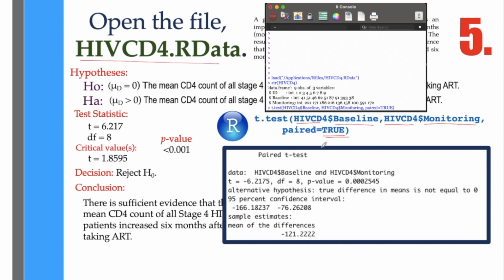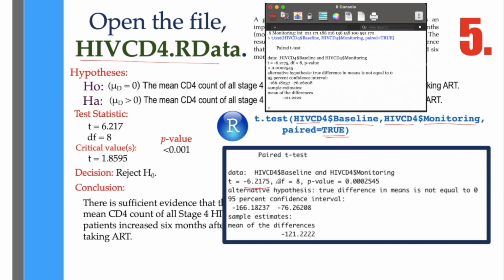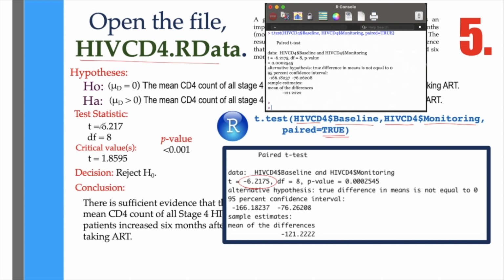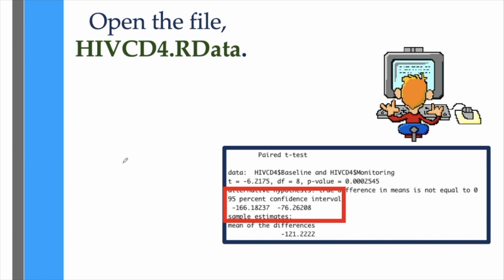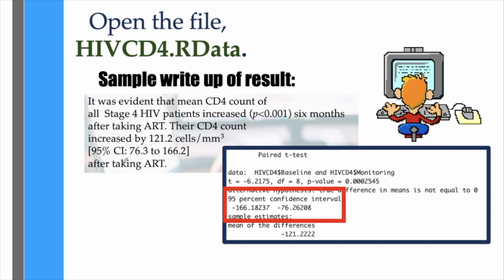And the result will be this one, in which the t-statistic is 6.2175, which is the same as this. Again, do not be bothered with the sign if that's positive or negative. Then df equals 8, and the p-value, which is less than 0.001. So this indicates that the null hypothesis was rejected and we have sufficient evidence to support the alternative hypothesis. Now we may write as well the sample write-up in this form.